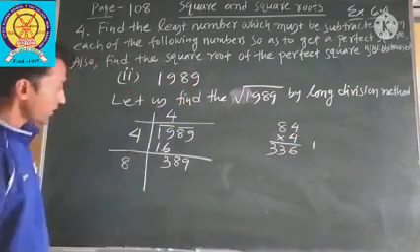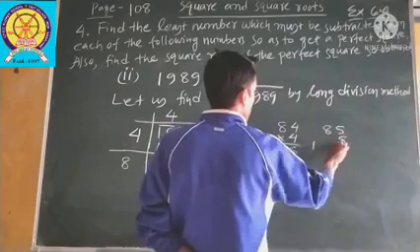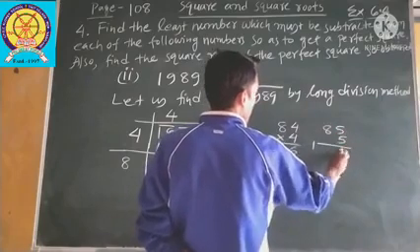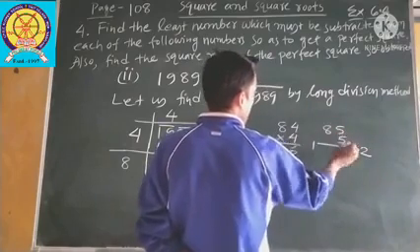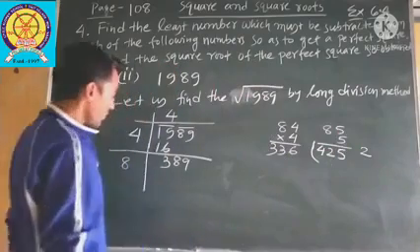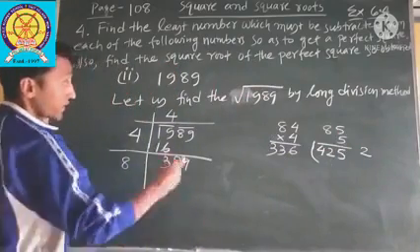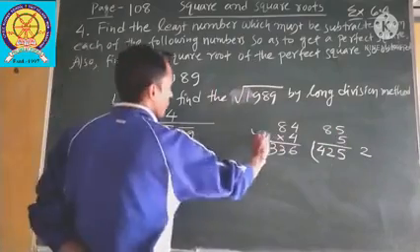Here we have 389. Can we give 5 times? 5 fives are 25. 2 in hand, 5 eights are 40 plus 2, 42. So this 425 is greater than 389. So we cannot give 5 times. We have to give 4 times.